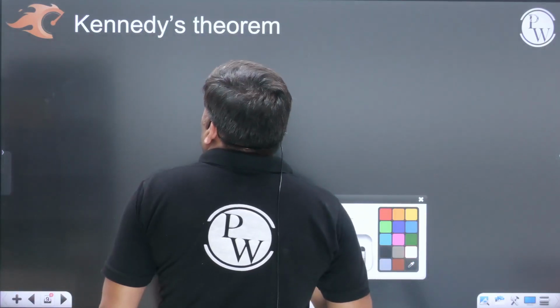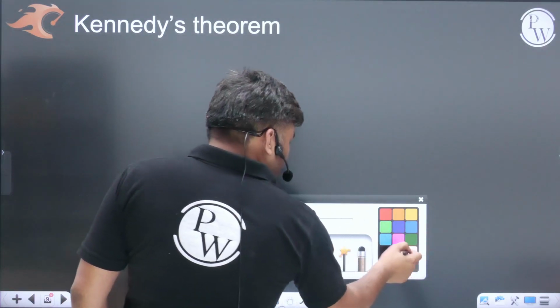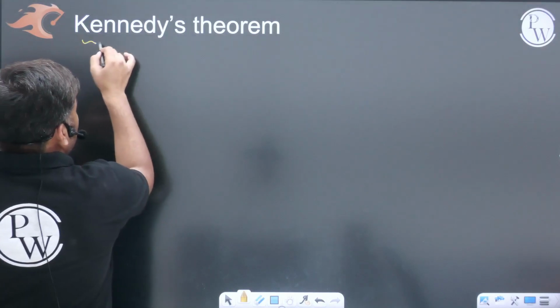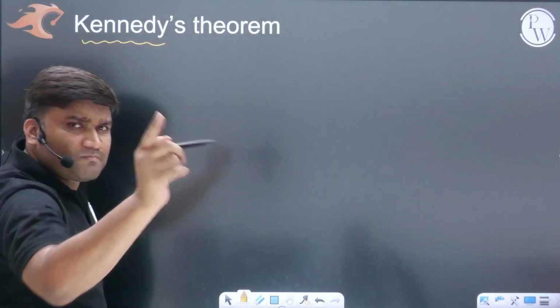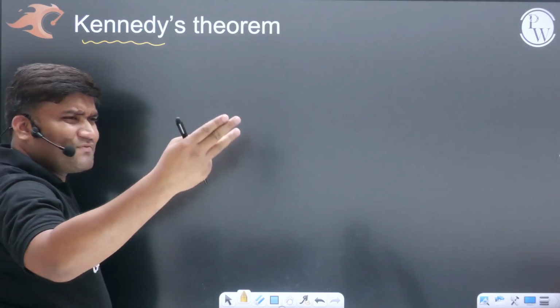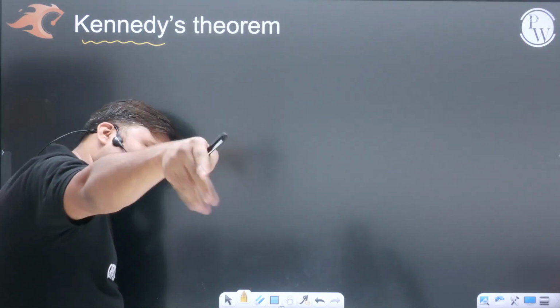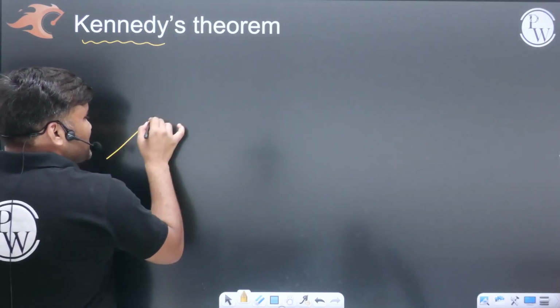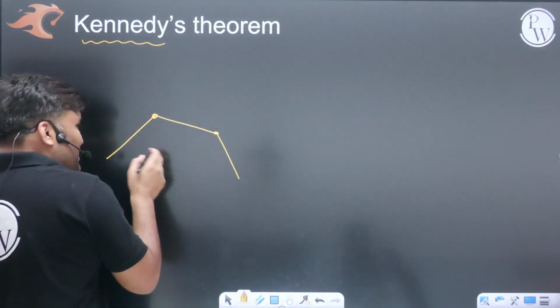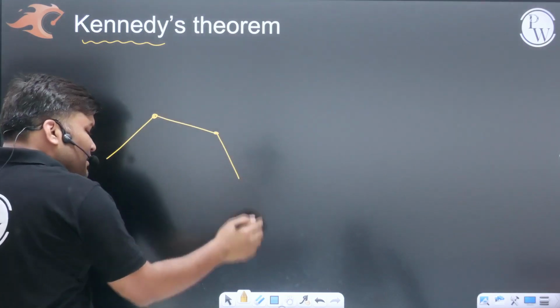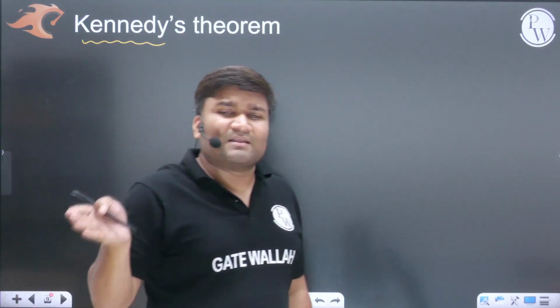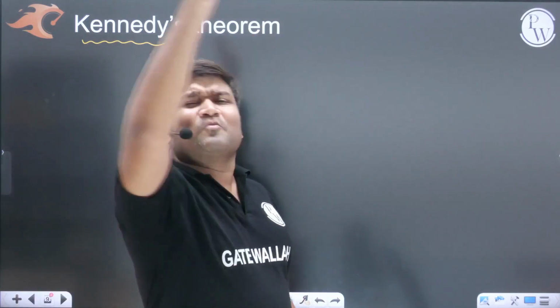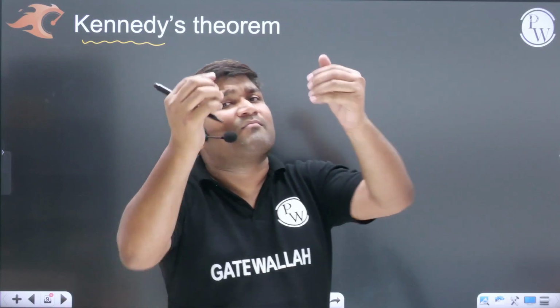Careful. According to Mr. Kennedy, he says, for any mechanism, suppose you have three links which have relative motion with respect to each other, any three links. It is not necessary that this is link number 1, link number 2 and link number 3. It is not necessary that these three links are together. For any mechanism which has links 1, 2, 3, 4, 5, 6, so many links, it is your choice: take link 1, link 4 and link 6. No direct connection. It is not necessary.